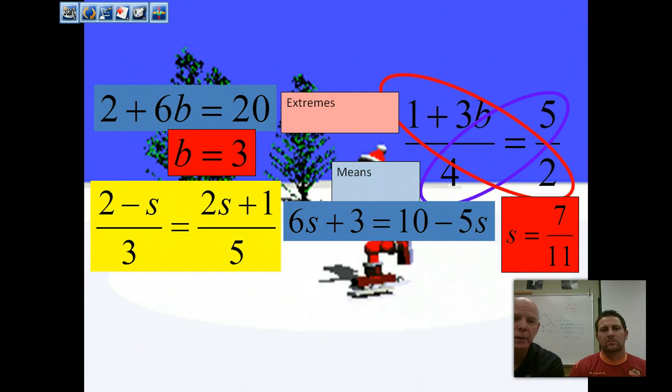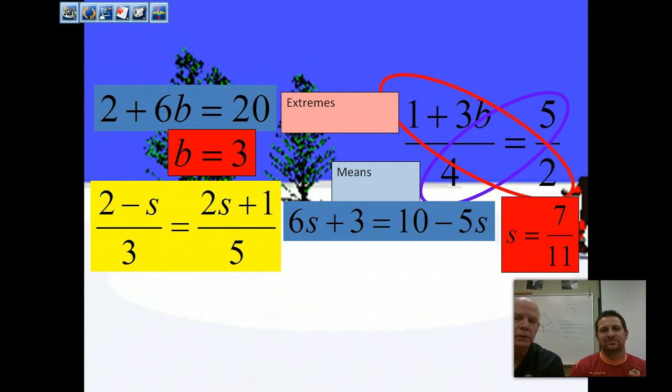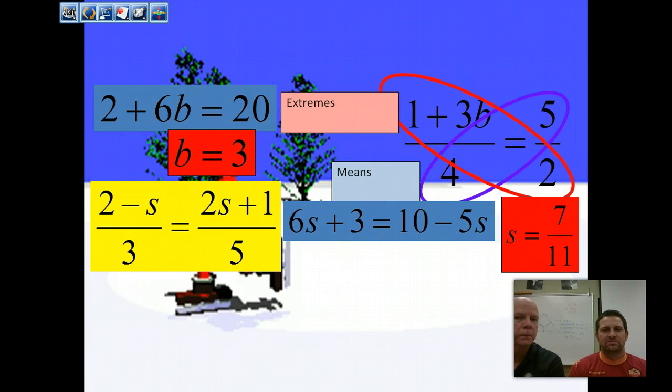Again, don't let fractions panic you. That's just a ratio. And so the answer comes out to 7 over 11. And that's okay for right now. All right? Okay.